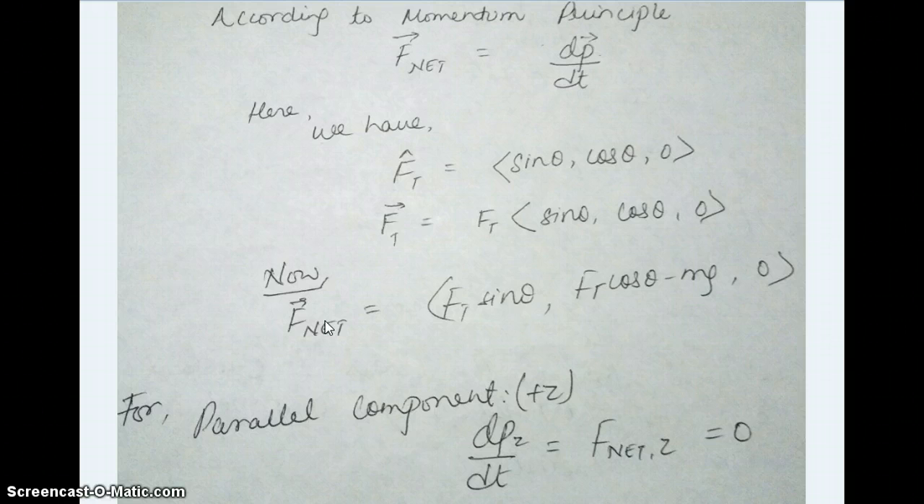Now when we resolve this vector for the total force, the total tension of the string, we get Ft in magnitude times sine theta on the x-axis, Ft cos theta minus mg on the y-axis. Remember, we have a weight that is acting towards the negative y-axis, hence when we move towards the positive y-axis we have to cancel out that mg. That's why we subtract mg, and then we have 0 on the z-axis. For the z-axis, the net force is 0, so we don't have to worry about that.